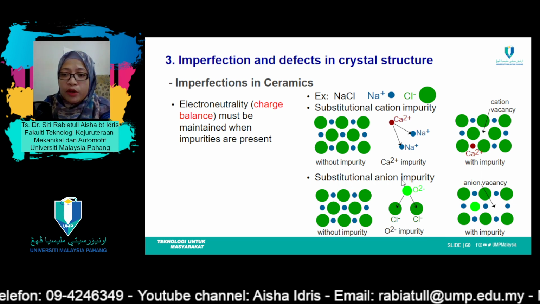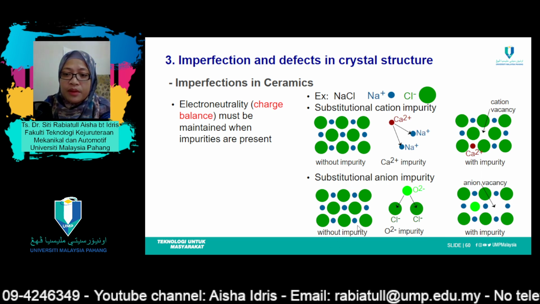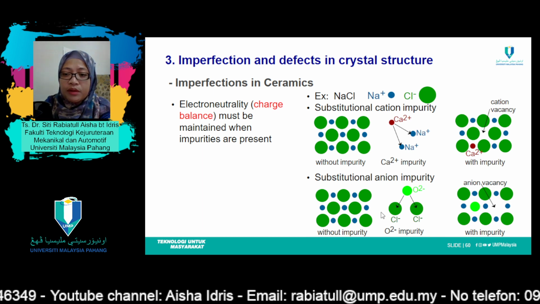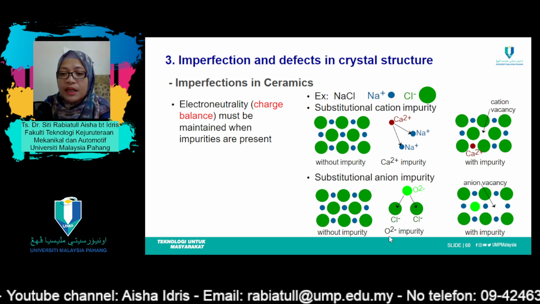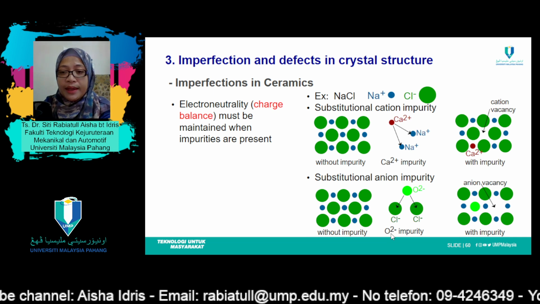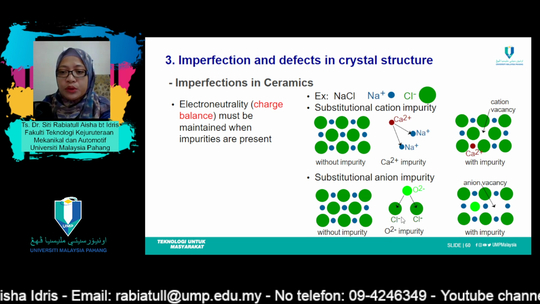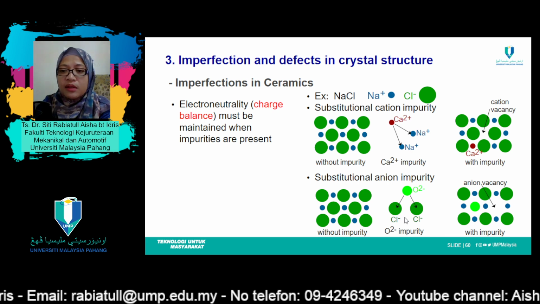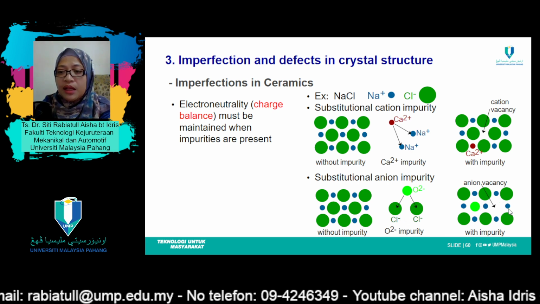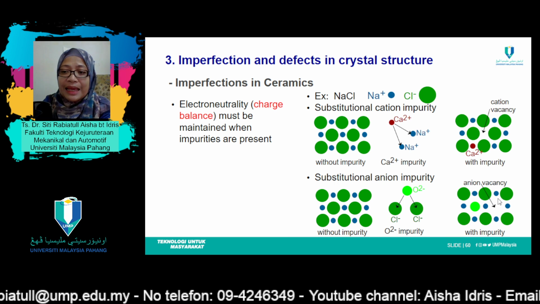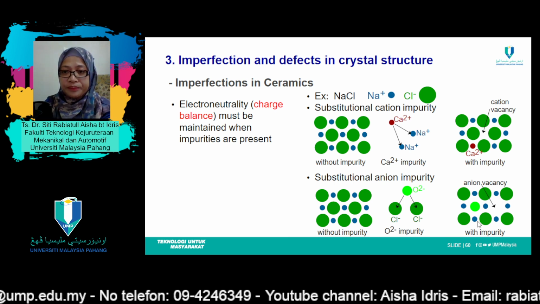Same goes for anion impurity. For example, this is without impurity, and suddenly oxygen impurity exists in the crystal structure, which will attract chloride towards it, and finally there will be an anion vacancy in that crystal structure.